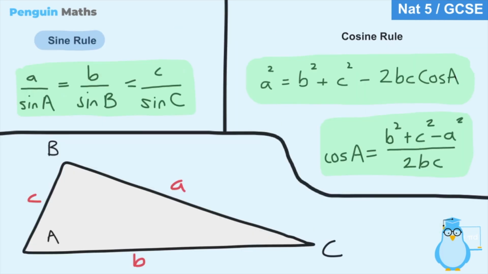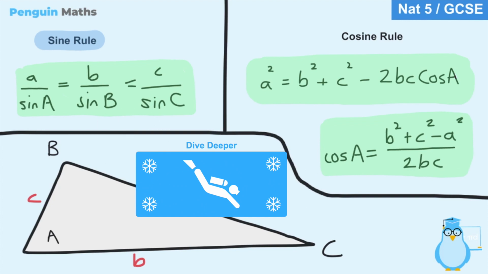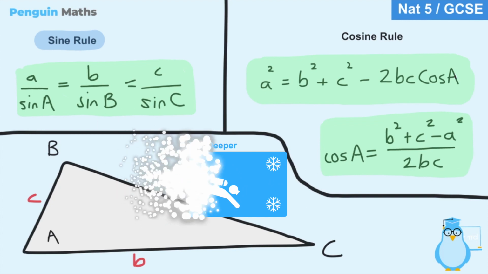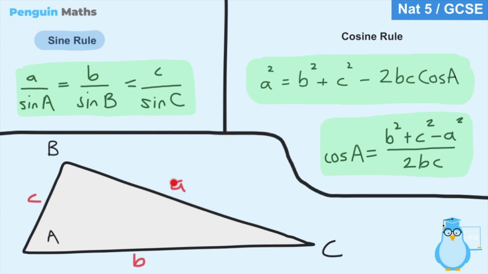Okay, so just to finish up this video, we're going to compare both the sine rule and the cosine rule, and how we can use each of them in order to solve problems related to any triangle. So the first and most obvious way of distinguishing the sine rule from the cosine rule is that the sine rule contains the sine function, and the cosine rule obviously contains the cosine or cos function.